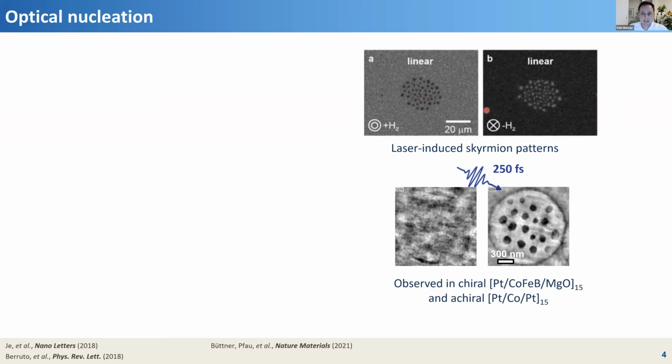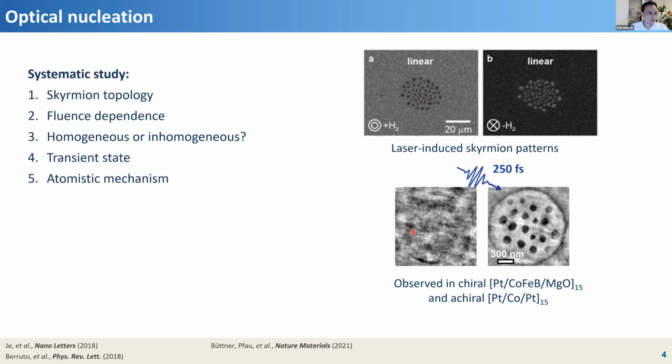So we actually reproduced this experiment in our own material system. What we then did was to perform a systematic study to understand how this kind of process can be understood, so how the switching can actually happen on such a short time scale. We started this systematic study exploring these five items, which I'm going to explain in the next slides.